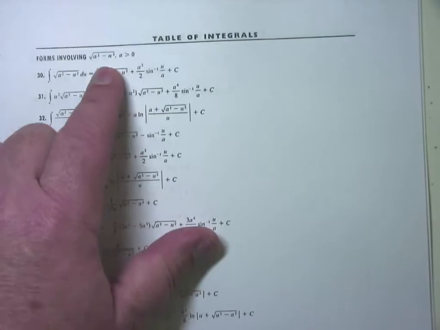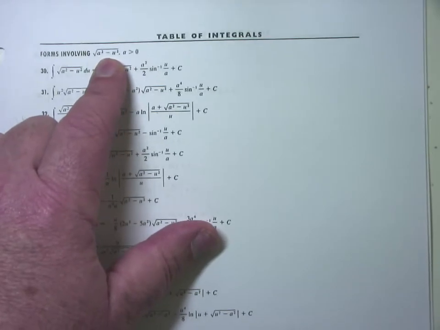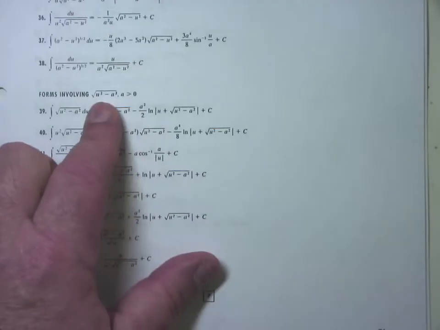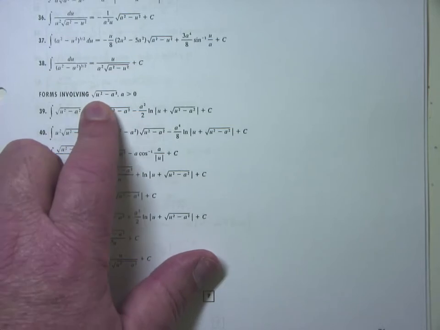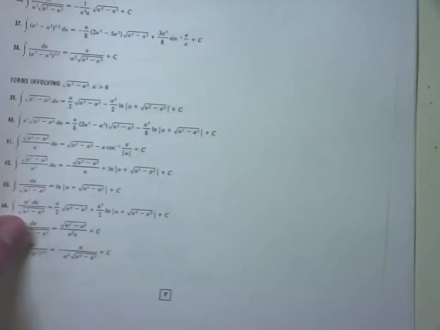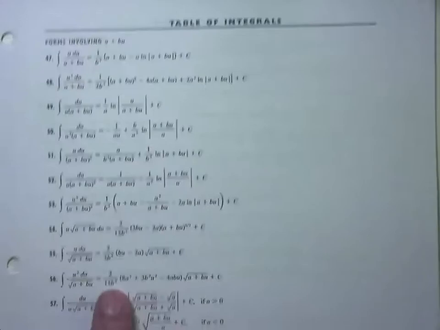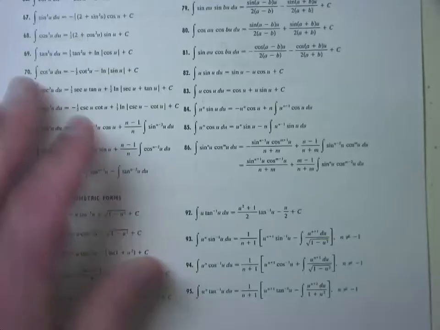Look at the next set. Forms involving a squared minus u squared. It's different when you add a variable versus subtract a variable. Different set of formulas. Forms involving u squared minus a squared. It's different, but now the u squared, the variable, is in the front, it's positive, and the a squared is in the back. Wait, we got more. Forms involving a plus bu, linear factors, and all these guys. Keep going. Forms involving trig.